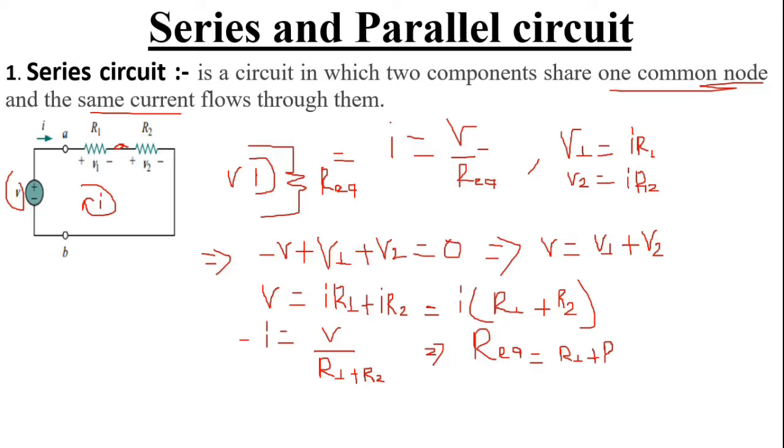So for any series circuit, the equivalent resistance is the summation of each individual resistance.